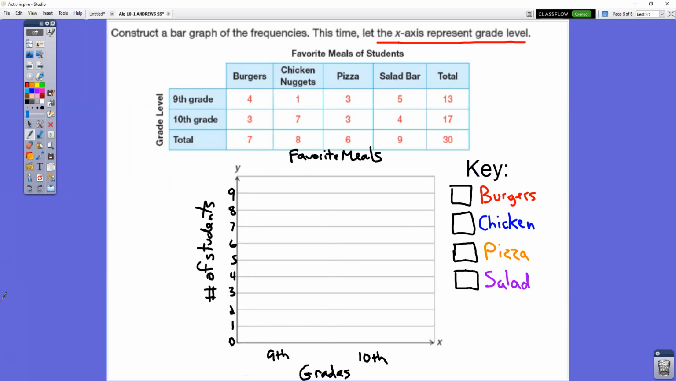So the first one is burgers. I'm going to use red for burgers. So for 9th grade burgers, there were 4 of them. I'm going to go like this. For 9th grade chicken nuggets, I'm going to use my blue stripes again. So 9th grade chicken nuggets, there was 1. For 9th grade pizza, there was 3. All right, so I'm going to use 3 here.